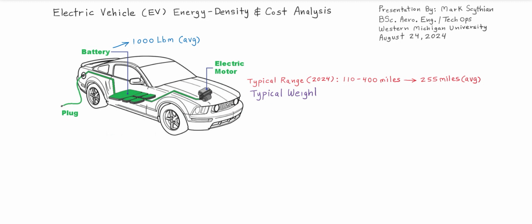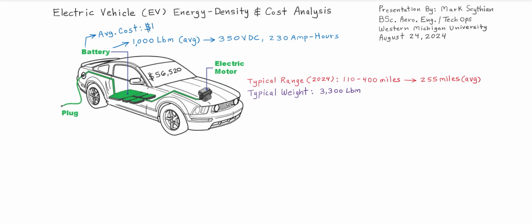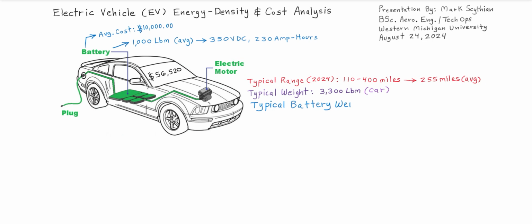So we have to take the average values of electric vehicles in 2024. The average range is 255 miles. Typical weight is 3,300 pounds. Typical cost, $56,520. And then the cost after 100,000 miles for the battery cluster is about 10 grand, usually covered by a warranty. And then our typical battery weight is 1,000 pounds of the 3,300 pound EV curb weight.